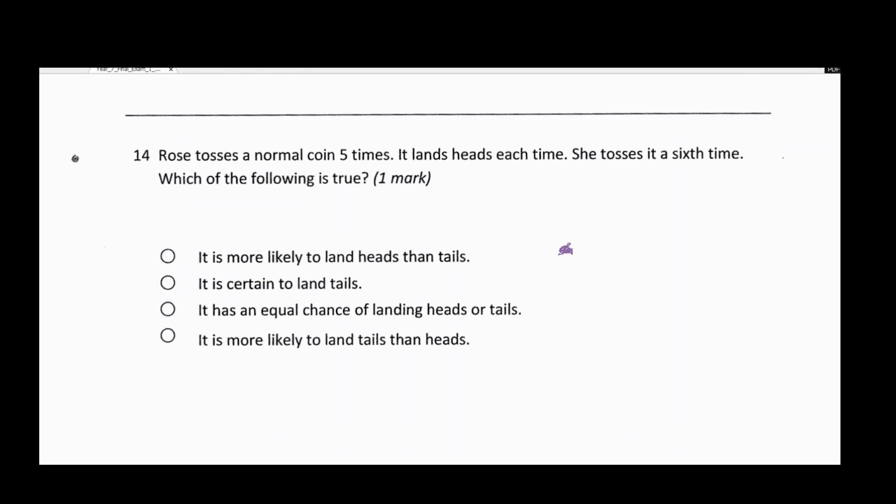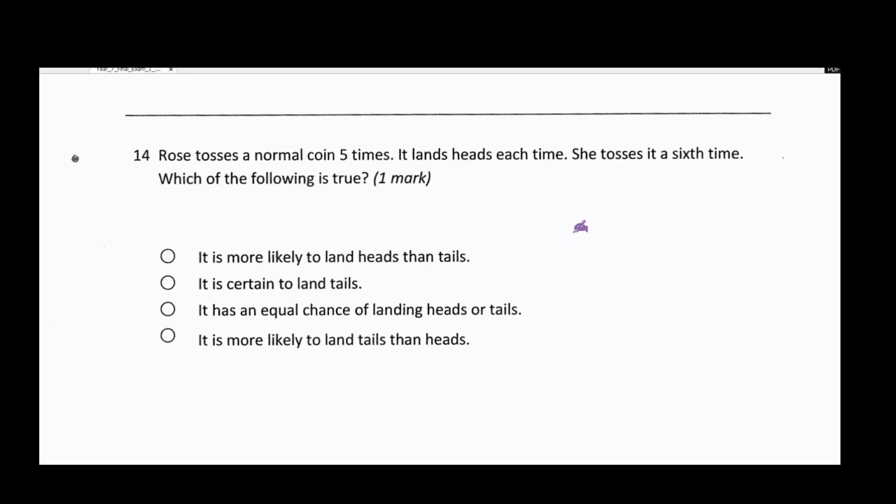Rose tosses a normal coin 5 times and lands heads each time. She tosses it 6 times. Which of the following is true? It is more likely to land heads than tails. It is certain to land tails. It has equal chance of landing heads or tails. It is more likely to land heads or tails.